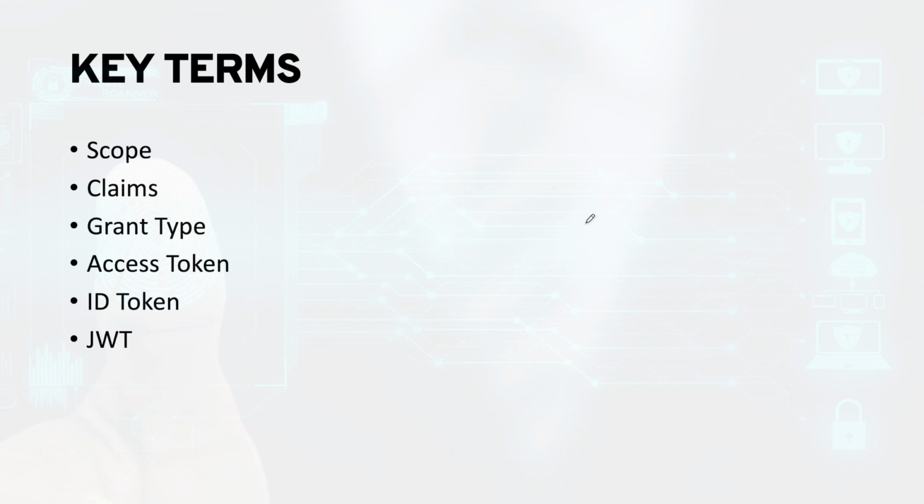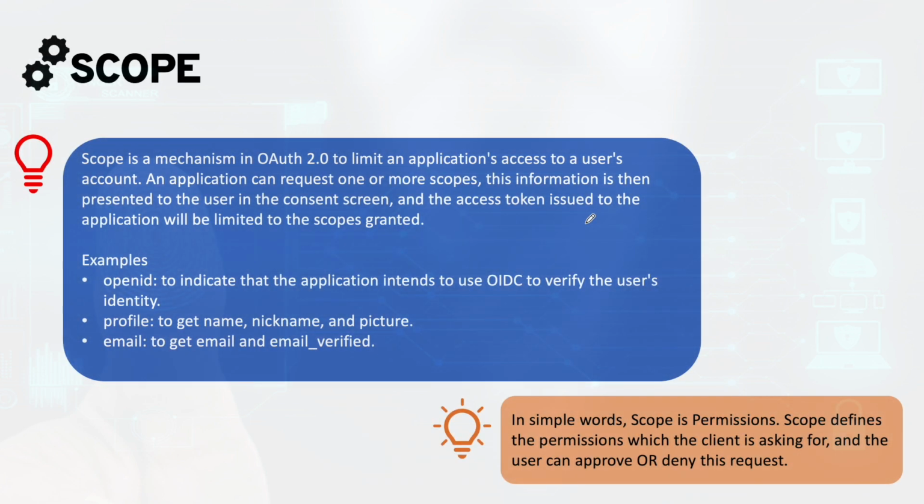Now let's go through some of the key terms in OAuth. It is mandatory to have a very clear understanding of these key terms, so let's see what they mean. First, scope. Scope basically entails the application's access to the user's account, meaning what kind of access to the user account this application can have.